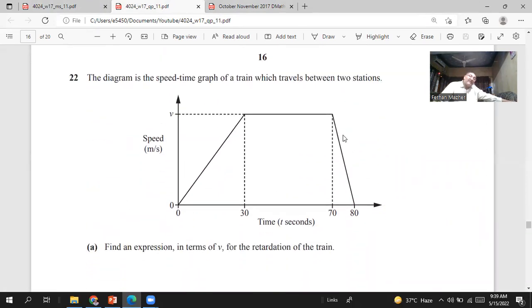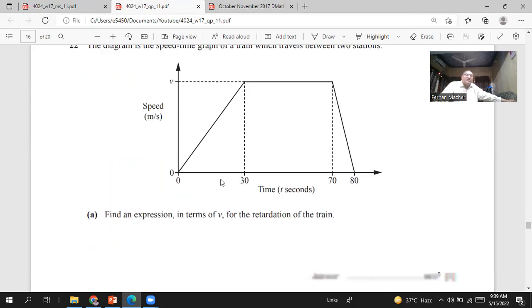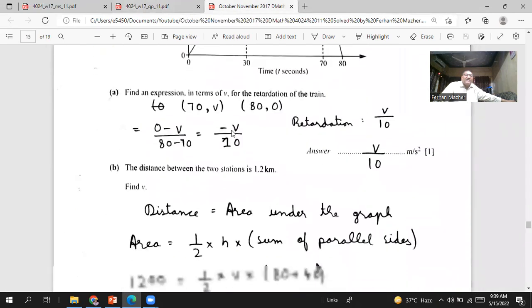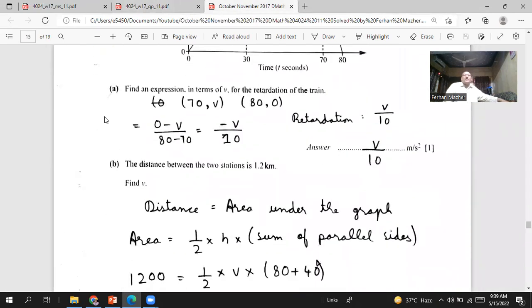So if you want to find the retardation here, you take 2 points on this line in the speed time graph. So this is 70 comma v and this is 80 comma 0. Just apply the formula for the gradient and you will find the deceleration. So it will be 0 minus v divided by 80 minus 70. So it will be minus v by 10.